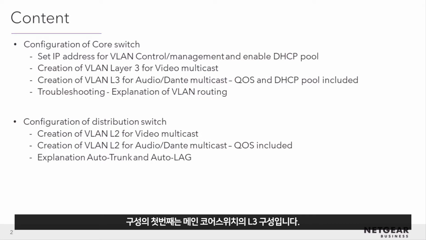The first part of the configuration is the core switch, a layer 3 configuration with troubleshooting. Then there will be a second part with layer 2 VLANs for the distribution switch.